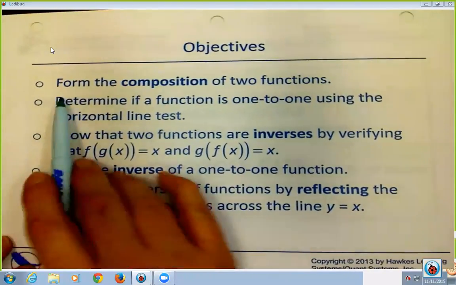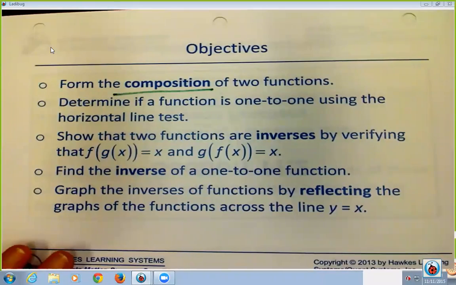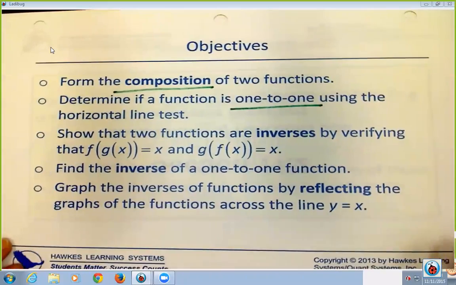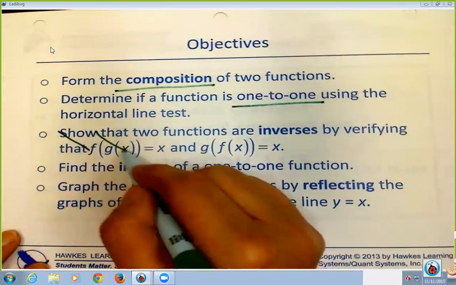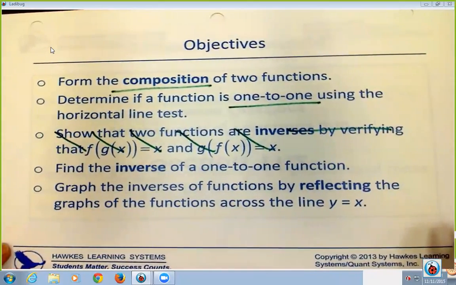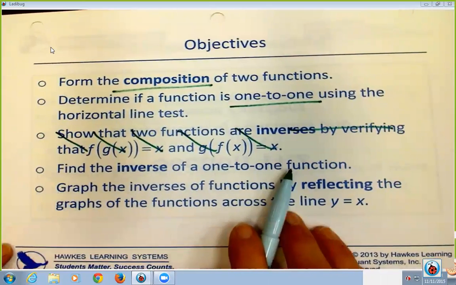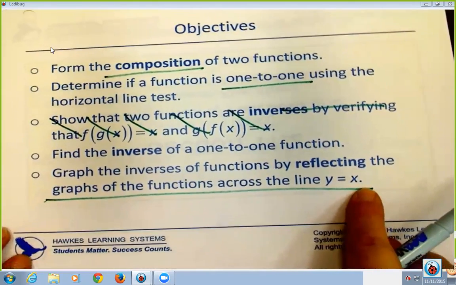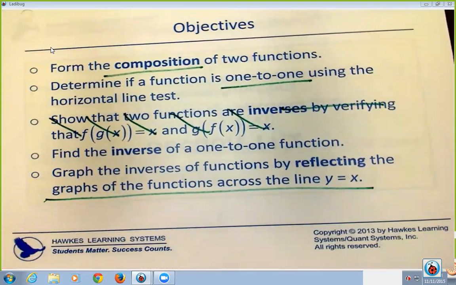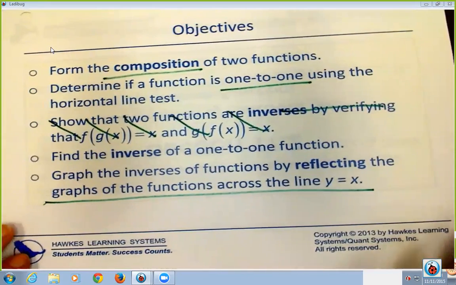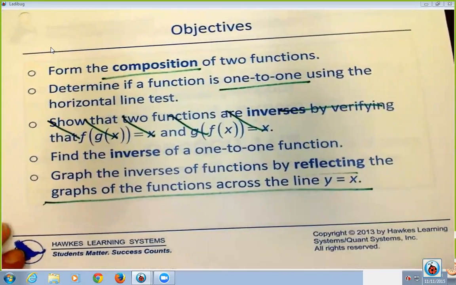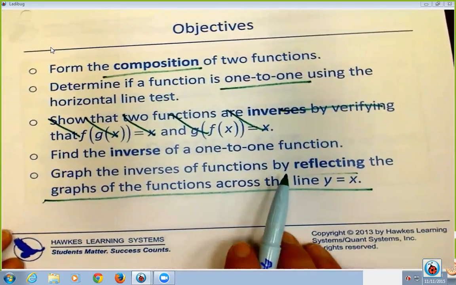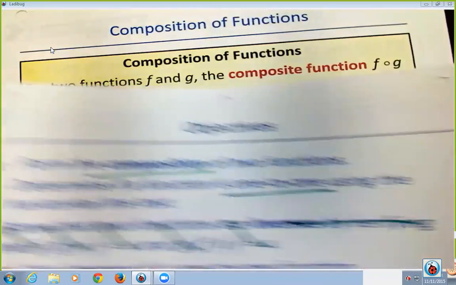So the objectives: we're going to form compositions of these two functions together. Determine if a function is 1:1 using the horizontal line test. We're going to show that two functions are inverses. This one, we're not going to do; we're going to hold off on that piece. We're going to find the inverse of a 1:1 function, and we are going to see what the inverses do as a reflection. This, I'm just going to show you. You are not going to have to do this piece. I'll show it to you so you have one example of what the reflection looks like, but we're not going to have you do that for a homework assignment. So again, this section has a few more limitations on it. If you go into instruction within Hawks, it's going to have extra stuff in it, so just be aware of that.